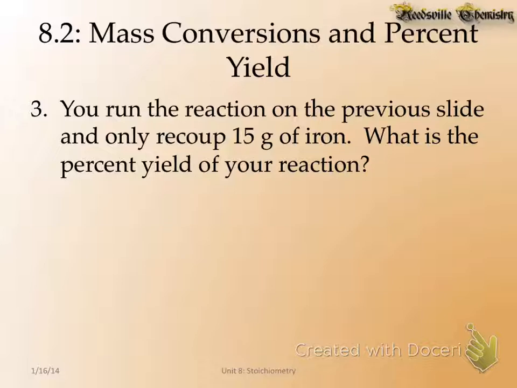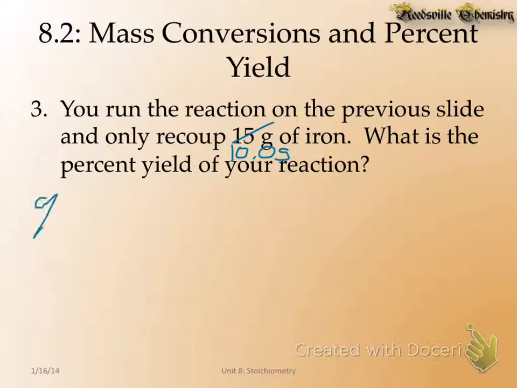Let's change this, though. Let me see, just a second. I need to make sure that my math is correct, because my numbers aren't coming out in my head. Divided by 2. All right, there. Yeah, so I gotta change this. Let's say we only recoup 10 grams, 10.0 grams of iron. What is the percent yield of our reaction that we ran?